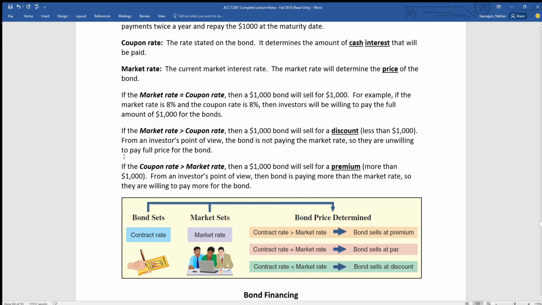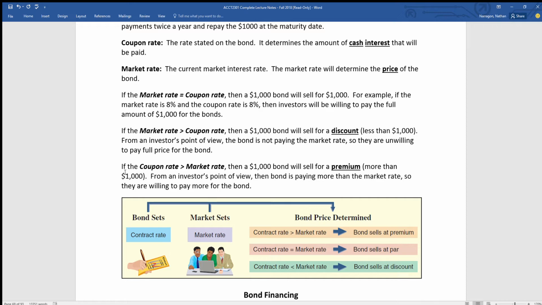Now, the third scenario is when the coupon rate is greater than the market rate. Then that bond ends up selling for a premium, more than $1,000. So from the investor's point of view, the bond is paying more than the market rate, so they're willing to pay more. This is mostly a supply and demand thing. Like at Christmas time when you want that latest toy you can't find, or that latest product that's hard to find, you're willing to go on eBay to pay hundreds and hundreds of dollars more than what it's worth. That's what this is. We see this and we go, oh dang, this is a really good company, or this is a really good bond. We better buy it before it goes.